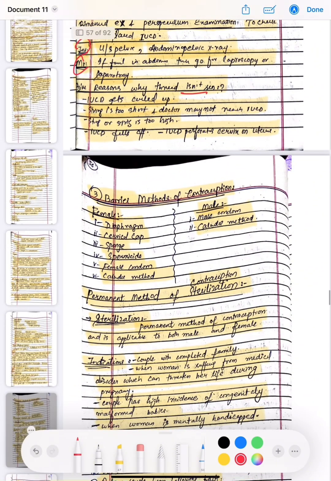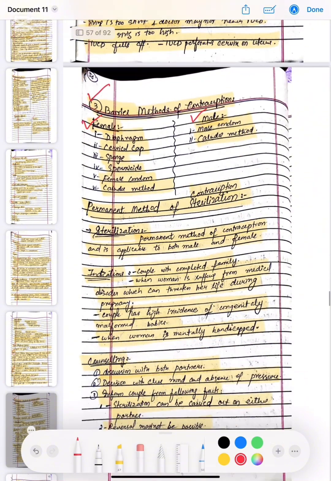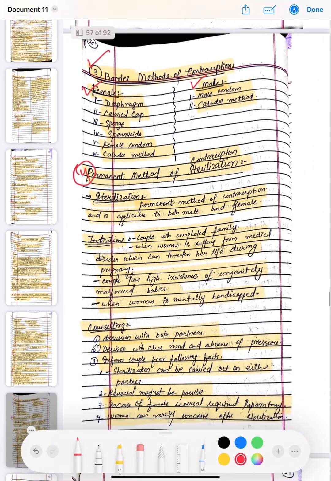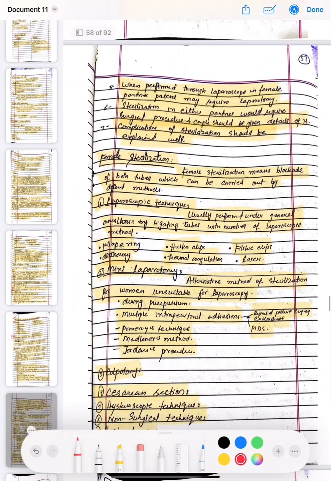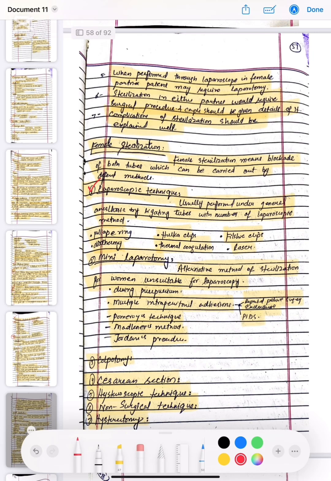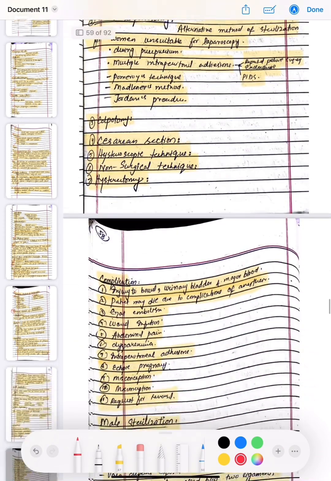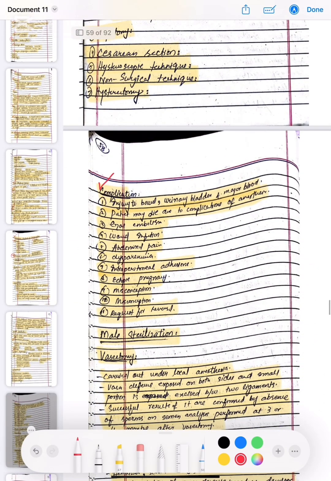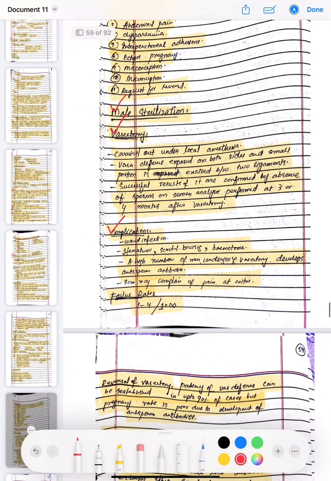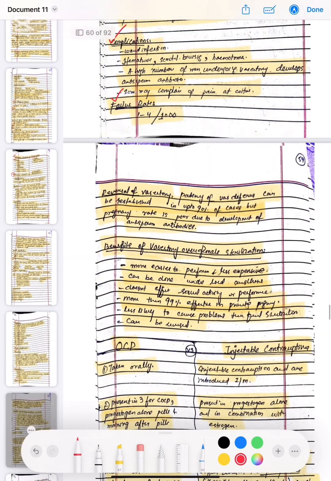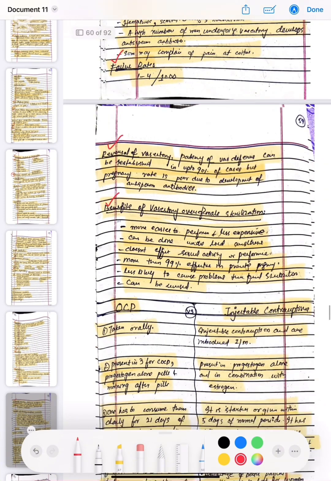Then we discussed the barrier methods of contraception, which is the third method, and it is for both male and female. Then we discussed the female permanent sterilization method. We discussed the indications, the counseling, and female sterilization by laparoscopic technique and mini laparotomy, and then the complications of permanent sterilization. Then male sterilization, which is vasectomy, its complications and the failure rate. Then the reversal of vasectomy, and the benefits of vasectomy over female sterilization.